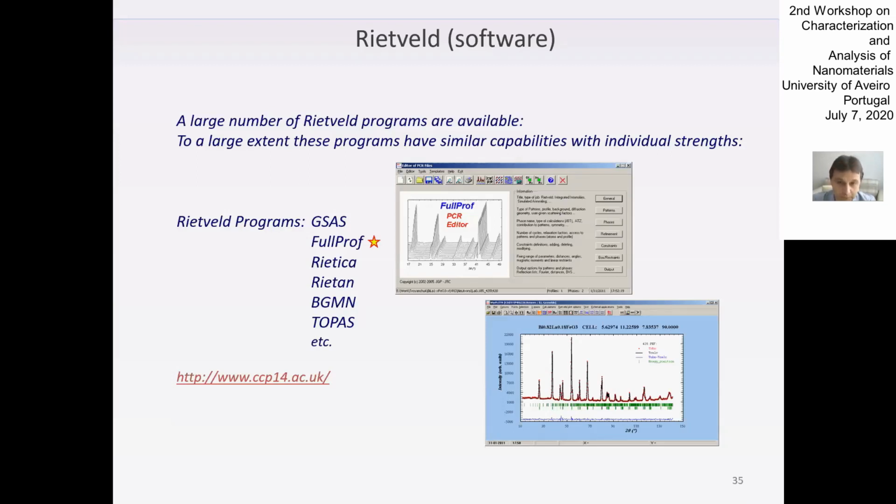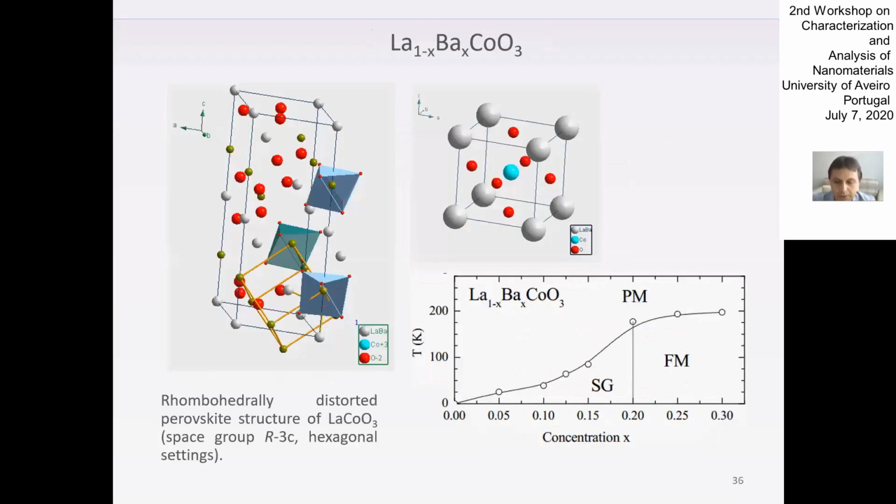So how does it work? Let's consider as an example a cobaltite system, lanthanum substituted by barium ions. This is a complex oxide, and we know that the initial lanthanum cobaltite has a rhombohedral structure. You can see the sketch of this unit cell on the slide. This is quite big as compared to the perovskite cell.